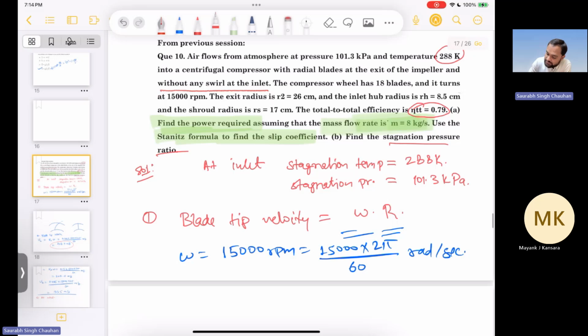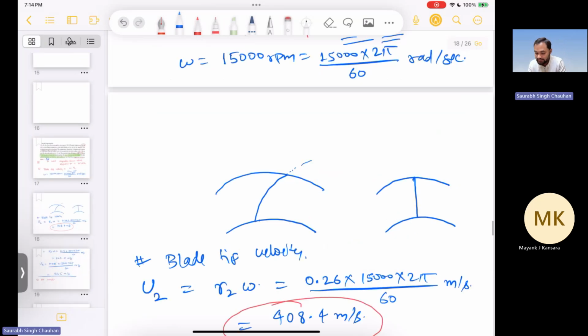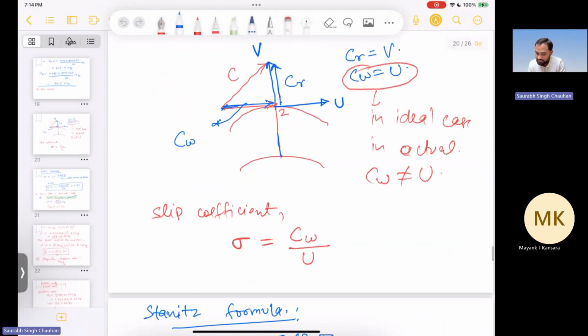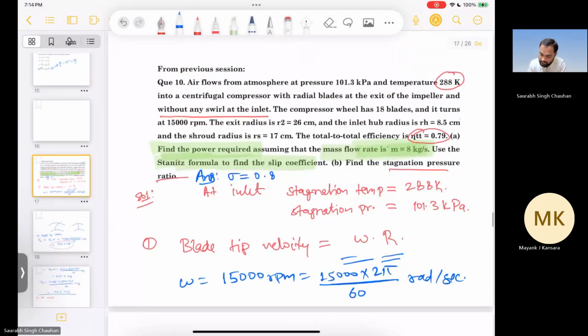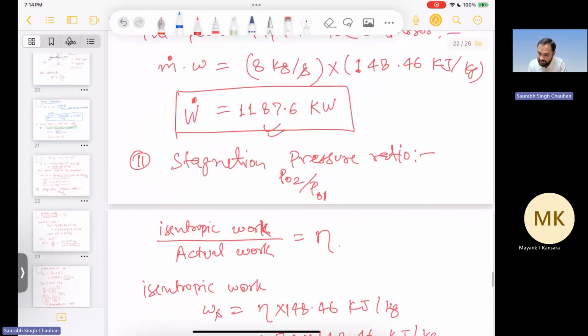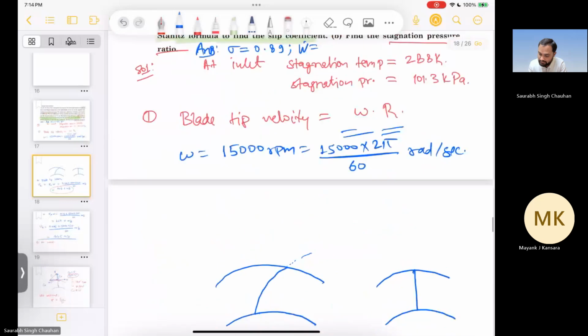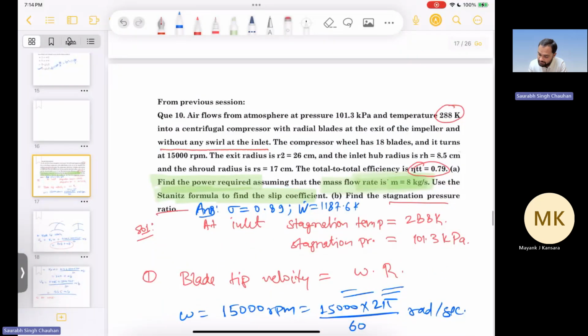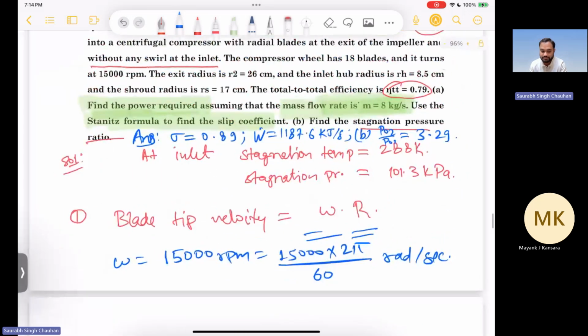So I should write the answer. Sigma we calculated and it came out to be 0.89. Okay. And power required we calculated to be 1187.6 kilojoule per second, and stagnation pressure ratio is 3.29. Okay, so we have got all these values.